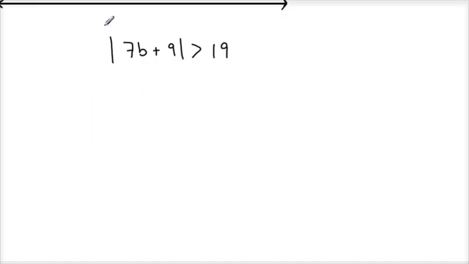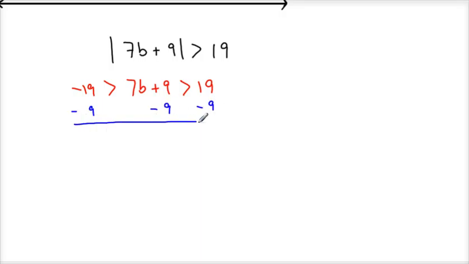Alright, so now we have a two-step equation. So we have the absolute value of 7b plus 9 is greater than 19. So here I'm going to drop my absolute value. So 7b plus 9 is greater than 19 or less than negative 19. Okay, I'm going to subtract 9 from both sides. Negative 19 minus 9, they're both negative. We're going to add these two here, so I'm going to have an answer of negative 28 is greater than 7b. These go away, which is greater than 19 minus 9, and I get an answer of 10.